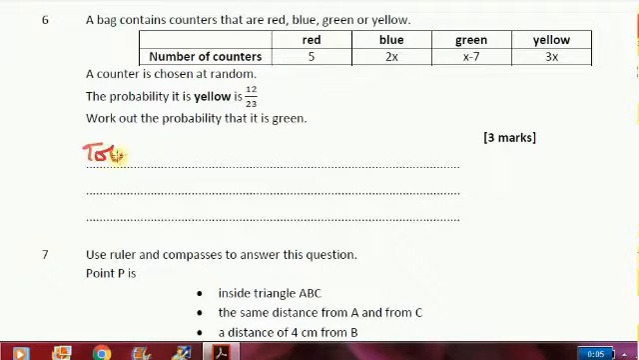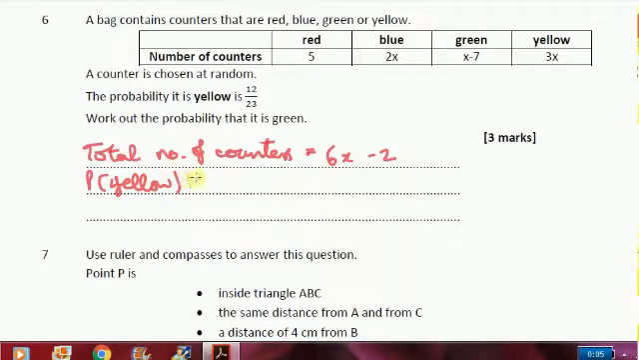So the first thing to do is to find an expression for the total number of counters, which we get by adding all the parts together, 5 plus 2x and so on. And the easiest way to do it is to look for like terms. 2x plus 3x is 6x, and then 5 minus 7 is minus 2. Probability of getting yellow. Well, in terms of x, we say there are 3x counters which are yellow, so it's 3x out of a total of 6x minus 2.